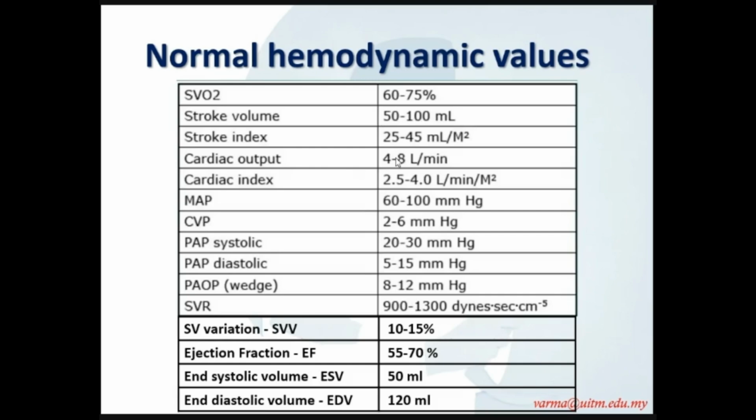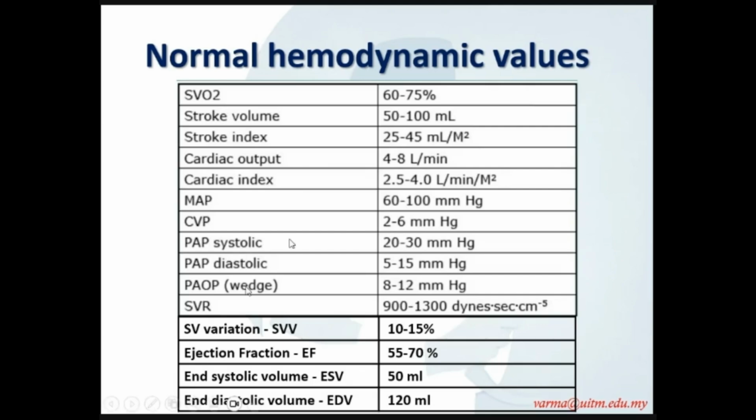Cardiac output is stroke volume times heart rate. Let's say your heart rate is around 70 and your stroke volume is around 70. 70 times 70 comes out to around 4,900, which is almost 5,000 ml, which is 5 liters per minute. Cardiac output equals stroke volume times heart rate. That is how you calculate your cardiac output.